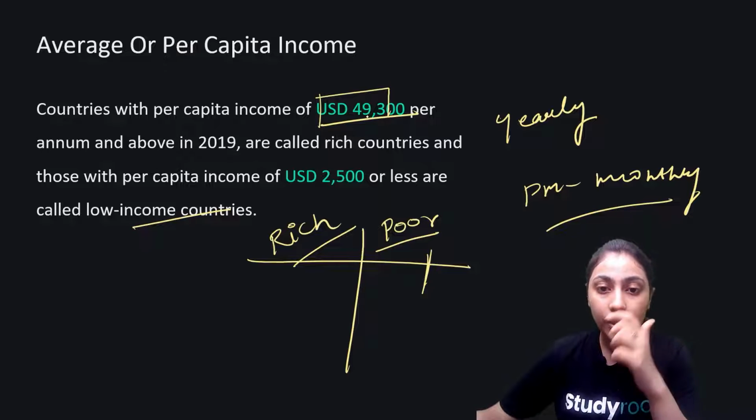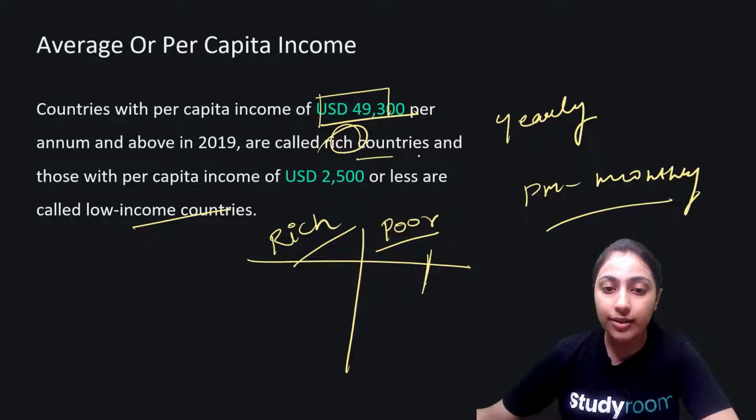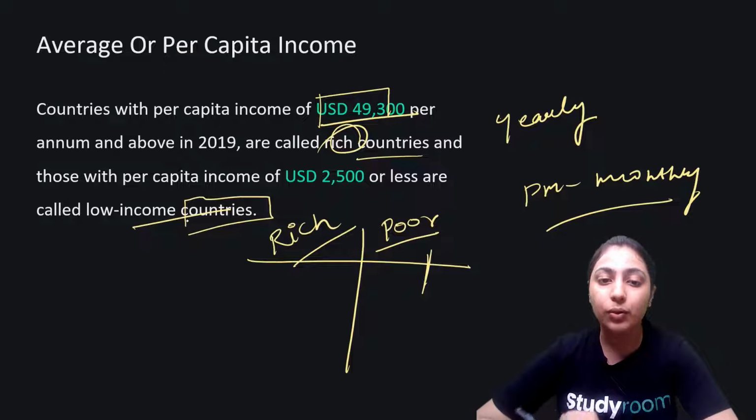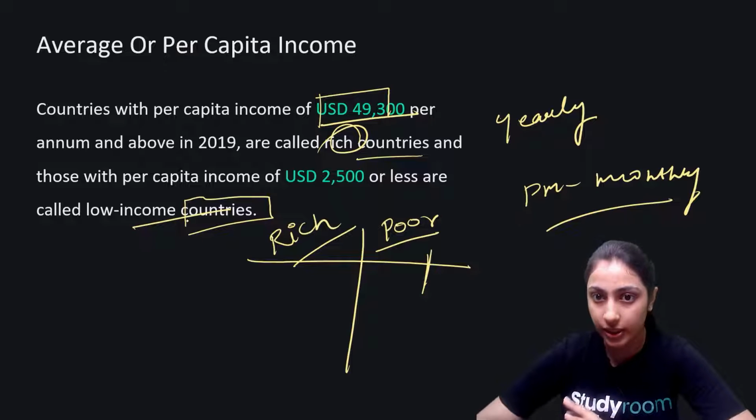And all the population in USA having an annual income of USD 49,300 will be classified as rich people. Over here the examples are of countries. That's not a problem. As I told you, whenever you're giving an example, make sure the difference is clear.